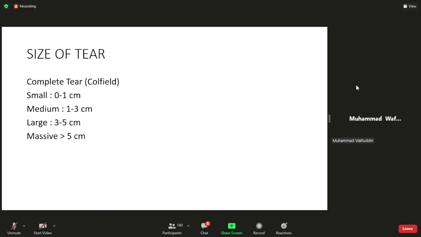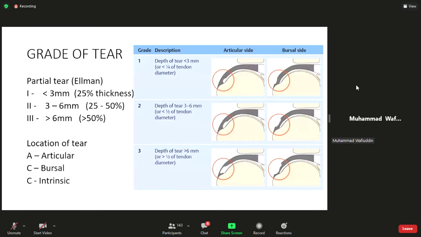Classification. There's a lot of classification. We usually classify the tear by size. Small, in MRI you can see it's less than 1 cm. Medium, 1 to 3 cm. Large, 3 to 5 cm, and massive, more than 5 cm.